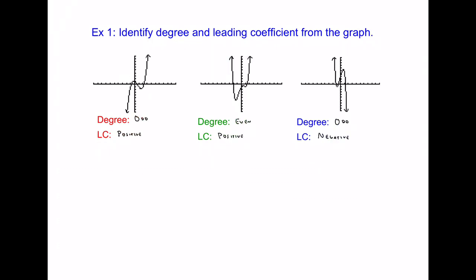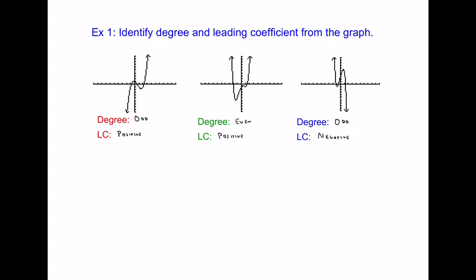So now go ahead and check your answers. The first one, the degree is odd because they are going different directions. We need to know the leading coefficient is positive. You're starting at negative infinity and finishing at infinity on the y value, so that's a positive kind of slope, so your leading coefficient is positive.